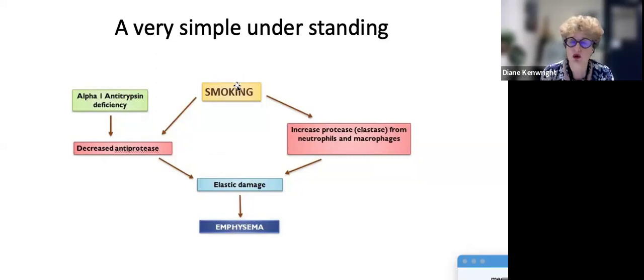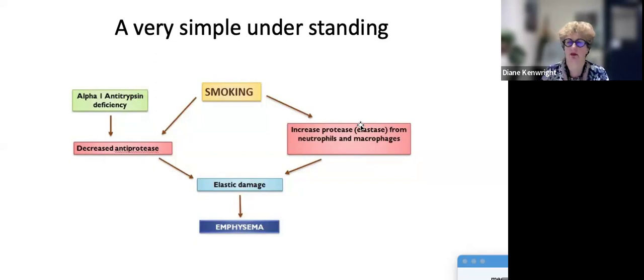If people smoke, then this also decreases the alpha-1 antitrypsin. So if people smoke and have alpha-1 antitrypsin deficiency, they get serious emphysema below the age of 40. So if they don't have alpha-1 antitrypsin and they smoke, okay, they get some decreased antiprotease, but they also get increased protease because it activates the neutrophils and macrophages.